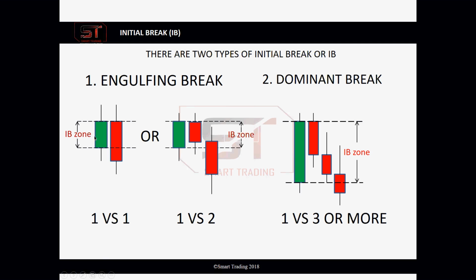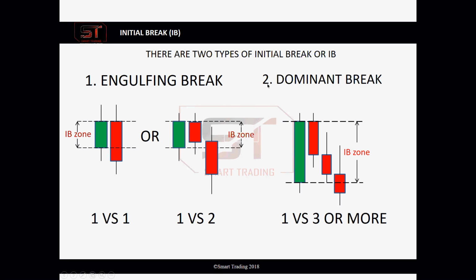When we talk about this, basically we have a buy candle over here, which is the green color, and the sell candle over here, which is a lot bigger than the buy candle. This is what we call an engulfing break, 1 versus 1. For engulfing break, there are two types: it can either be 1 versus 1 or 1 versus 2. For this example, this is the IB zone, from the candle open to the candle close. Basically two candles managed to break the IB zone of the buy candle. This is what we call a bullish engulfing break.